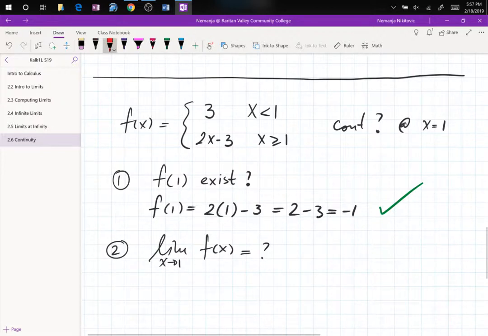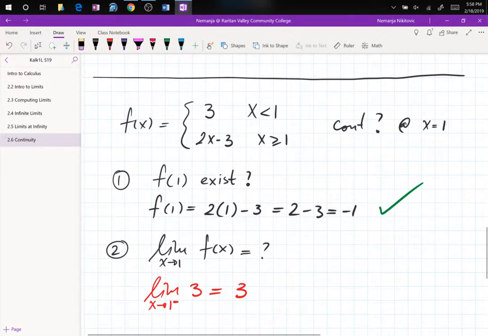Remember the Romeo and Juliet? We used the red one for the left approach, and then the blue one for the right, for Romeo, right? So as we approach Juliet over here, x goes to 1 minus, we have to use the top function, and that's 3. Because it's always 3, no matter what you pick, right? So we pick 0.1, 0.9, 0.99, 0. They're all going to be 3, because it's just a constant.